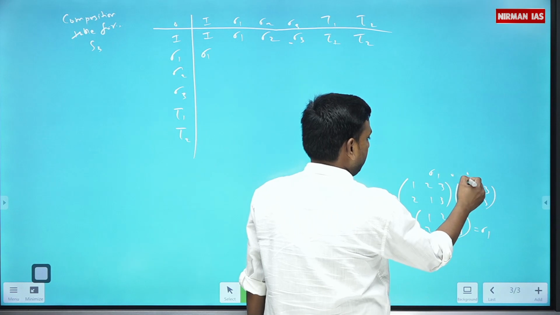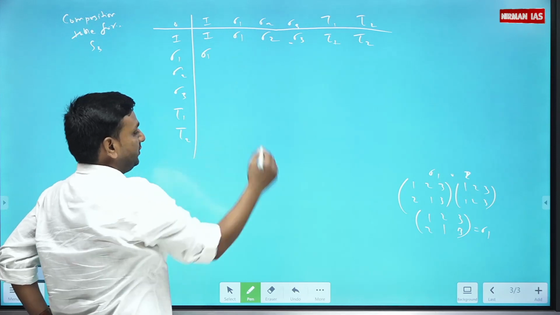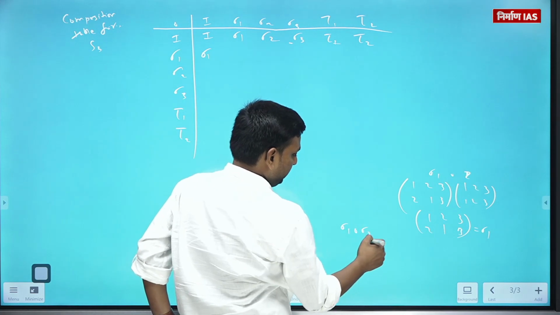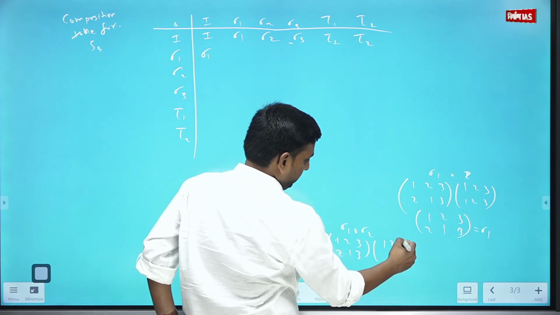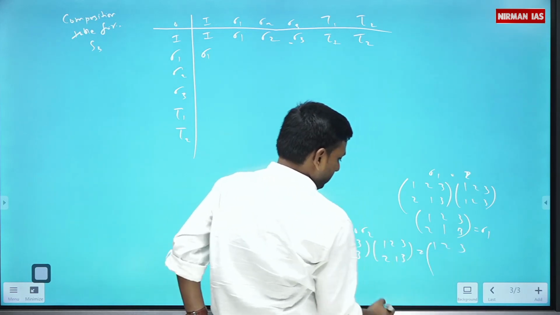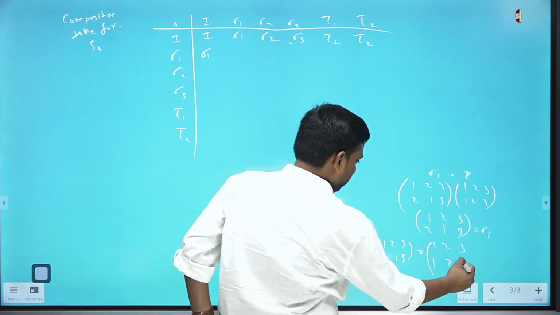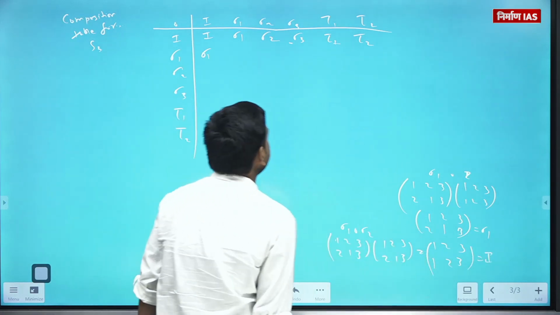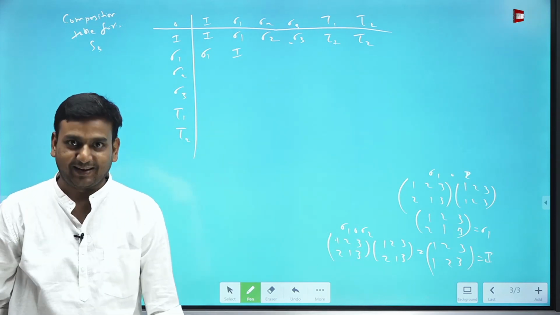So sigma 1 composition I is sigma 1. What is sigma 1 composition sigma 1? What you will write? 1 2 3, 2 1 3. What it will be, dear? 1 का इमेज 2, 2 का 1, 1 का 2, 3 का 3. What is it? Identity. So sigma 1 composition sigma 1 is giving you the identity.